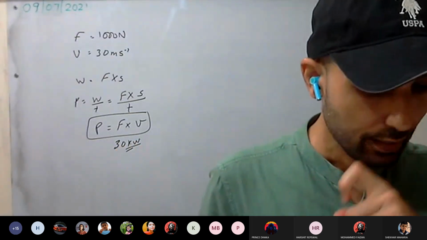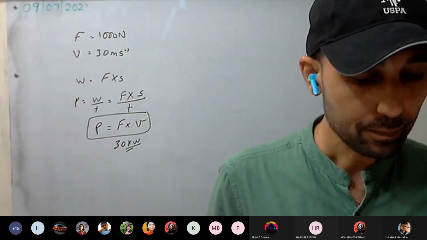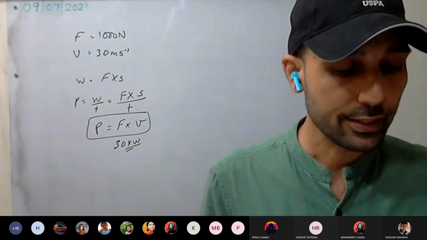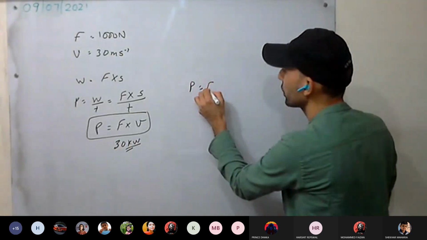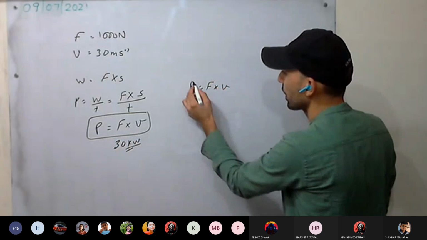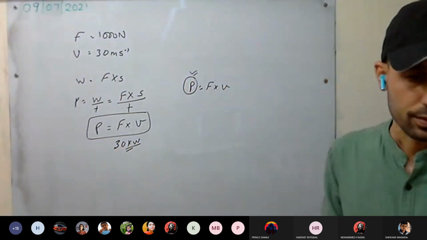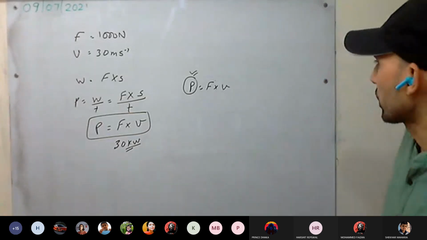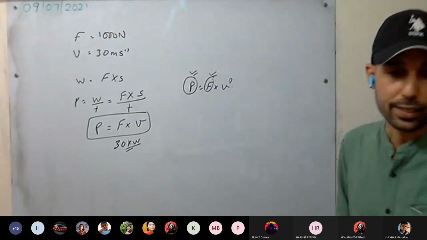Okay, 10th one. The power of a motor is 40 kilowatt. At what speed does the motor raise a load of 20,000 Newton? Okay, power equals F into V. Power is given. At what speed does the motor raise the load? Okay, speed we have to calculate. Force is given.